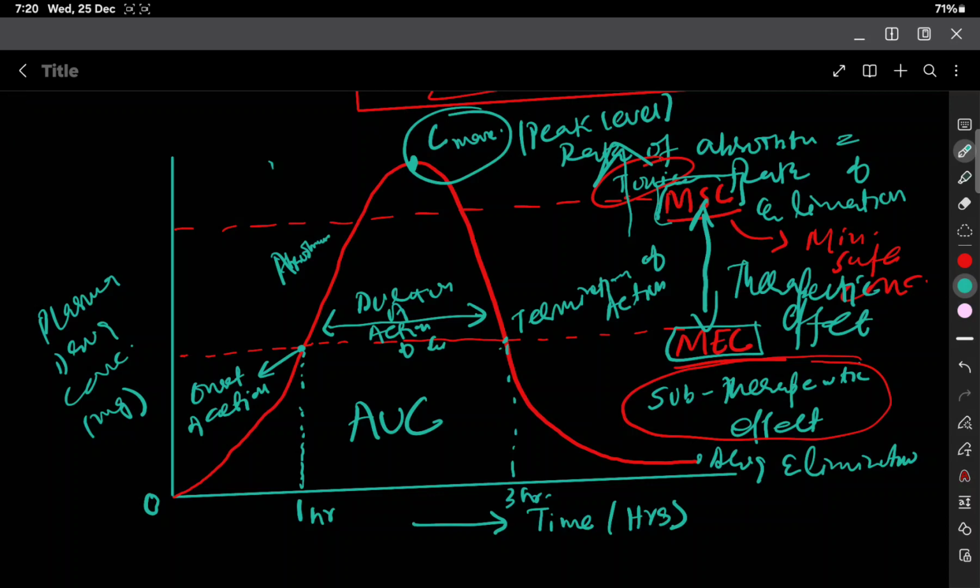So these are all the points which we have covered here: therapeutic index, therapeutic window, therapeutic effect. So all these points have been covered in this.